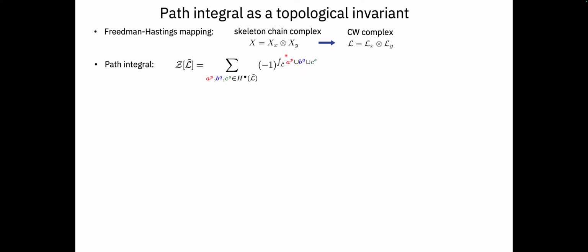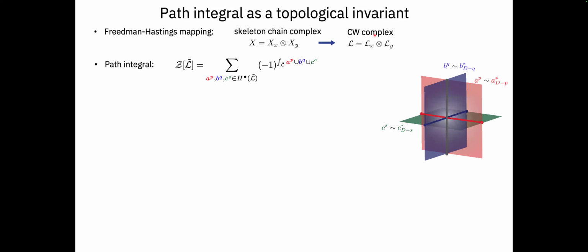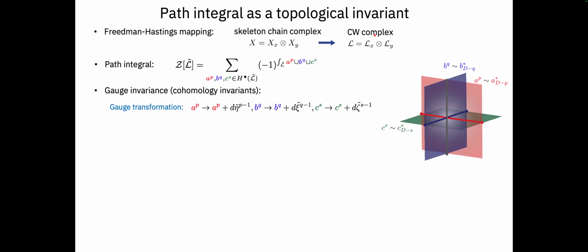The reason is that we only use the cup product to define a path integral, and it is well defined on a CW complex structure, but it's not well defined in a general chain complex. So that's why we have to do this translation first.